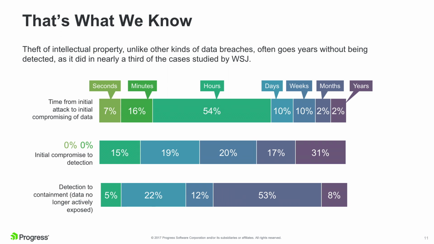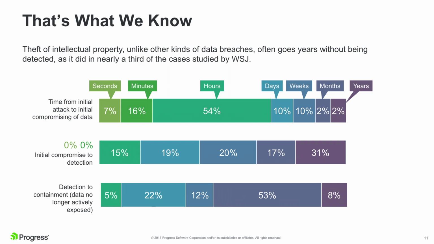The first area highlights the average time from initial intrusion to compromise. In other words, the time it took to bypass security and access the primary asset. The vast majority, 54%, took only hours to access the asset, while 25% took minutes or less.